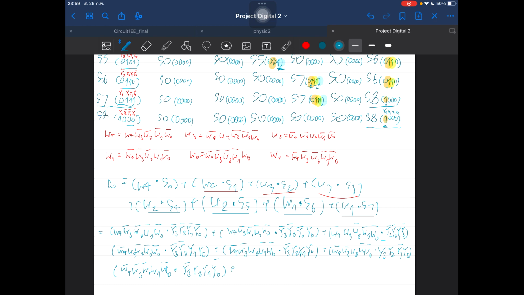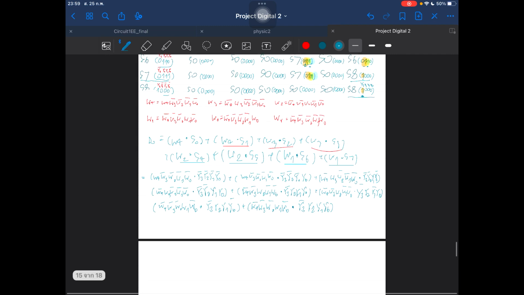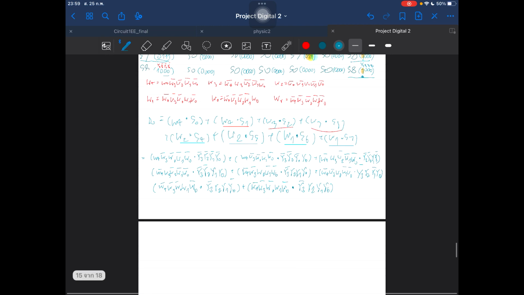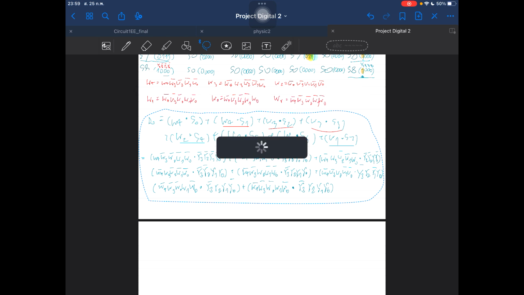The last equation of D2. This D0 is W1. W1 is W4 that, W3 that, W2 that, W1 and W0 that. And with state 7 name is Y3 that, Y2, Y1, Y0. And that finishes this equation. Then we got all of the equations of D3, D2, D1, D0.